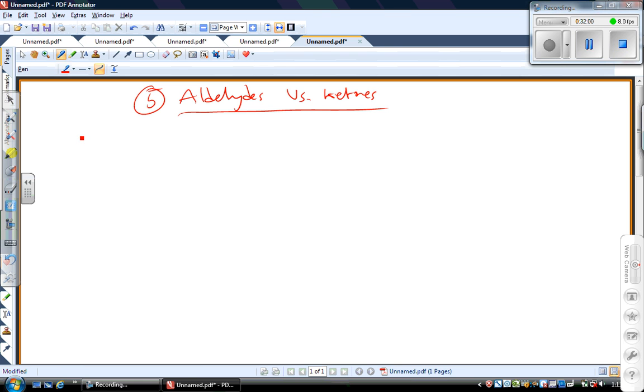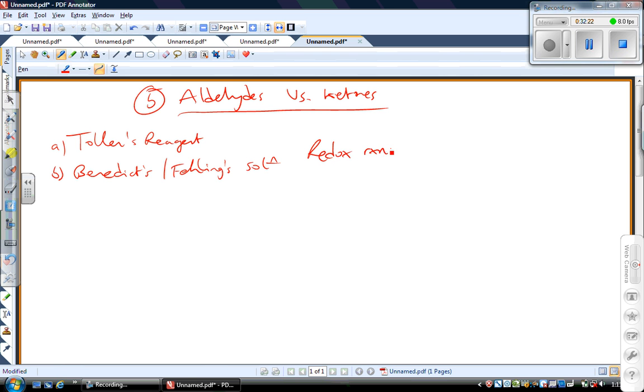You can either use Tollens' reagent, or you can use Benedict's, or Fehling's, it's also referred to as solution. And both of these are redox reactions as well. It's based on the premise that you can't further oxidize a ketone, but you can further oxidize an aldehyde. So you can further oxidize an aldehyde, like we just saw, to a carboxylic acid, but not a ketone. So that's the premise behind using these two test reagents.